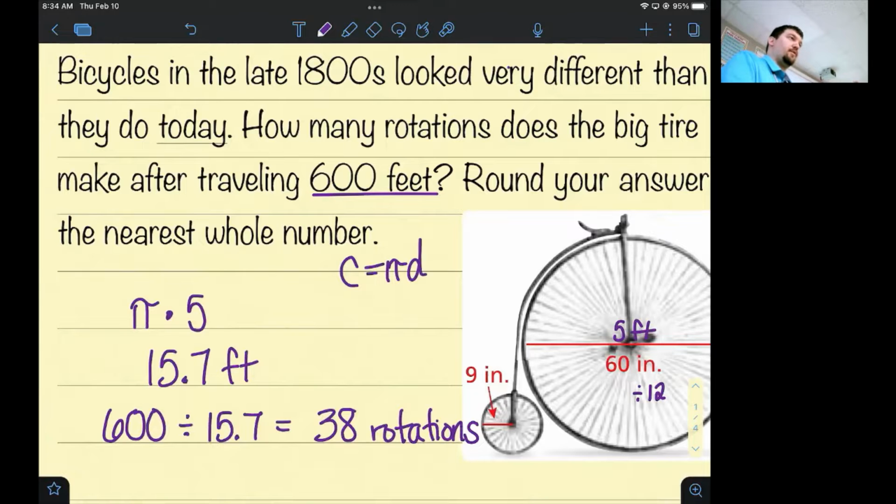If you use one of your bikes from today with the obviously much smaller tires, it's probably going to turn 100 or more times going down and back a football field. But these tires are so large that by the time they spin all the way around one time, you've already moved almost 16 feet.